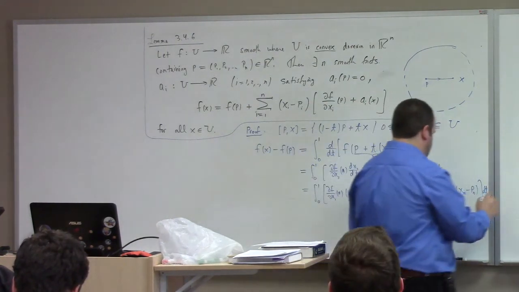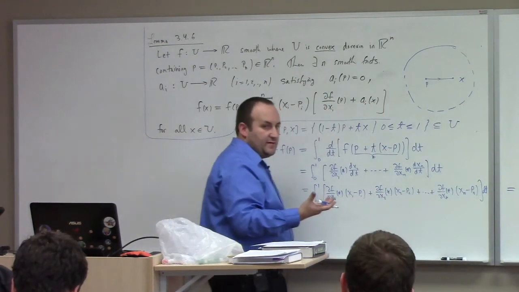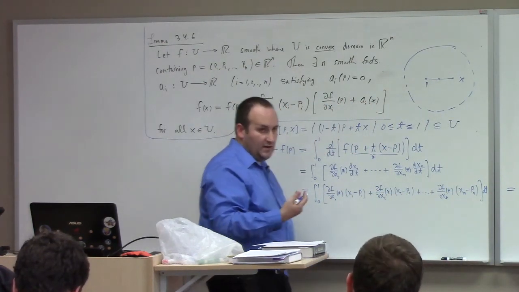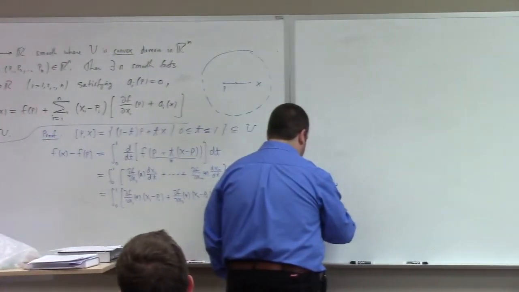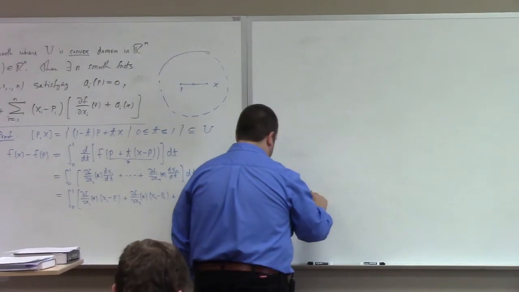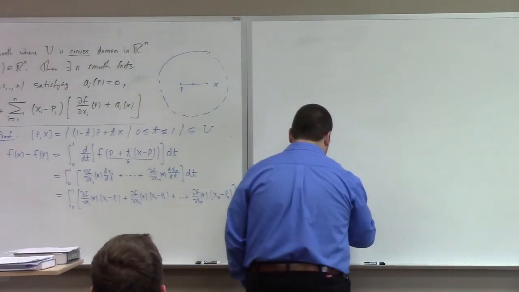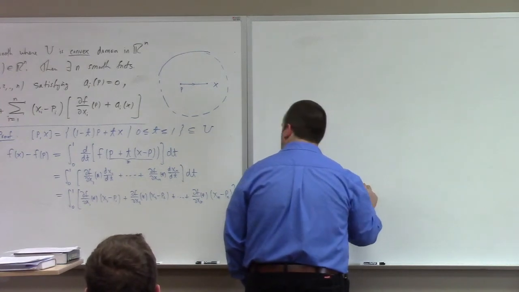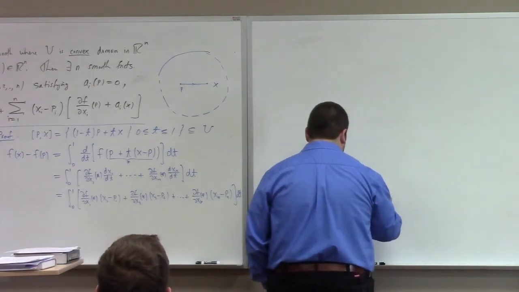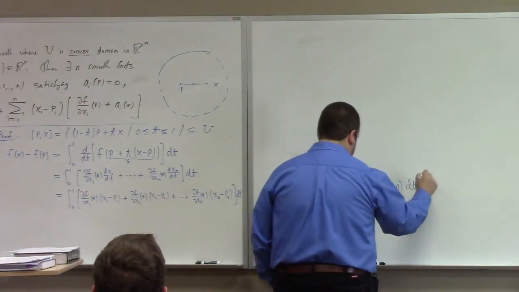Now, here's a sneaky step. The x_n and the p_n, they're just numbers, right? So you can rewrite this thing as a sum of integrals. It's the sum i equals 1 to n of x_i minus p_i times the integral from 0 to 1 of partial f partial x_i. I'll write out the star this time. p plus t times x minus p, dt.